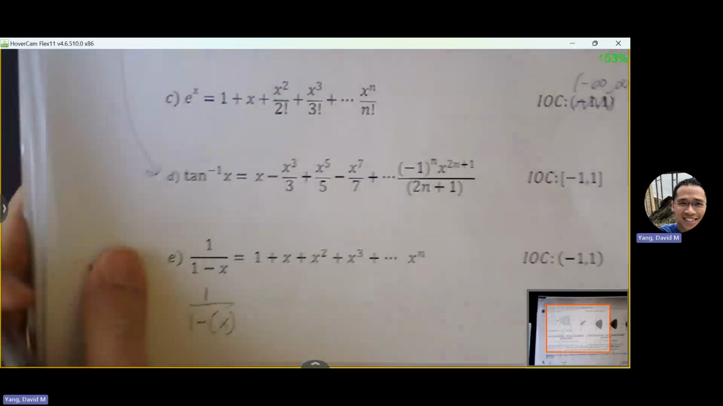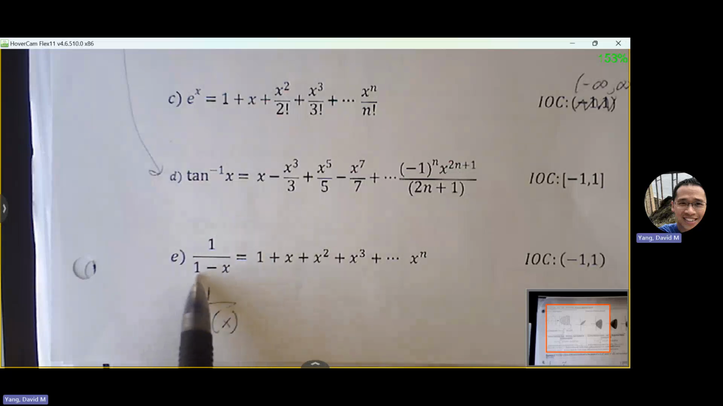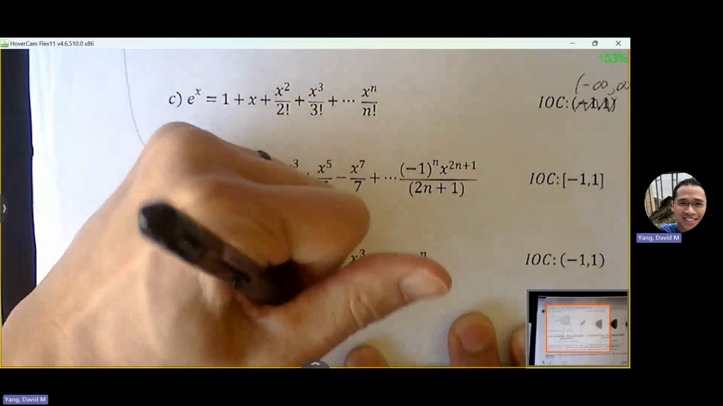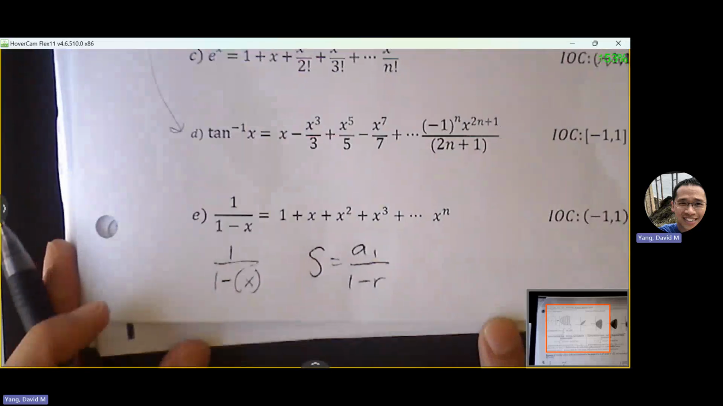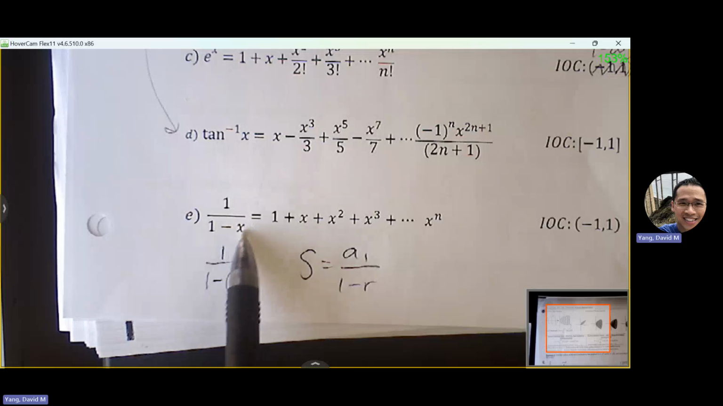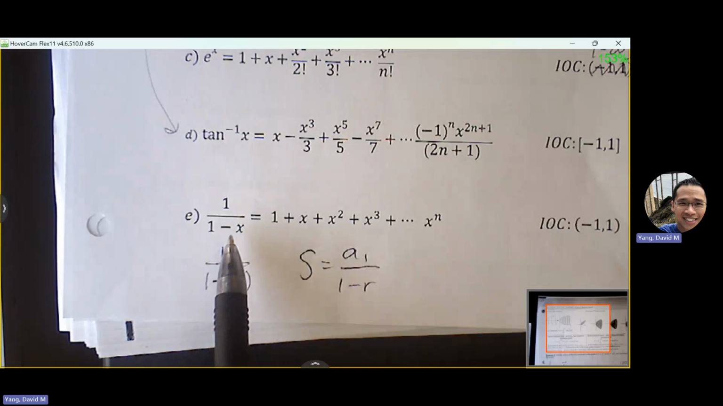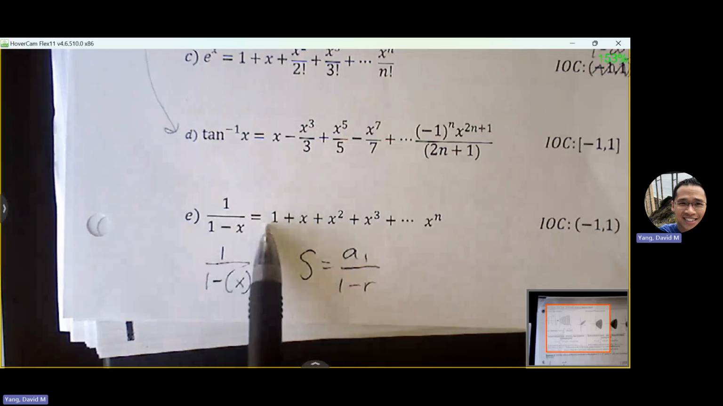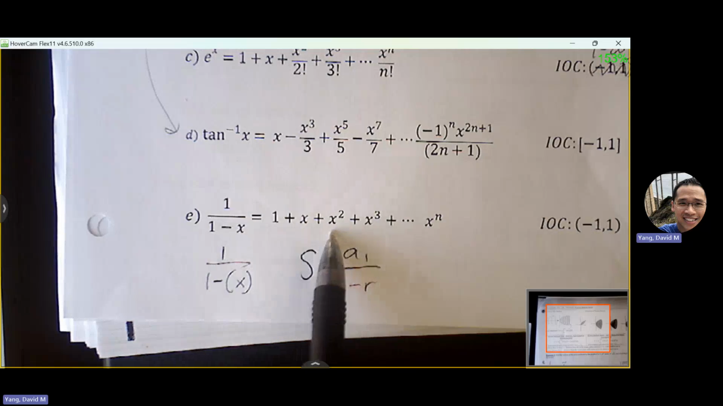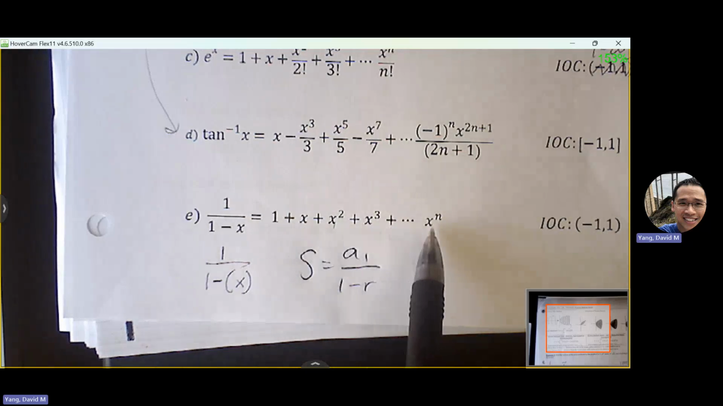All right, down to 1 over 1 minus x. Now this, I just want to show you that this is in the form of a geometric series. You know how geometric series is the sum is a sub 1 over 1 minus r. So if I have that form, it's basically in that form, right? There's my a sub 1. My common ratio is just x. So if that's my common ratio, then I'm just multiplying every term with that ratio. So my first term is 1. And if I multiply that by my ratio x, it'll be plus x times the common ratio again, x squared plus x cubed plus dot, dot, dot, x to the n.